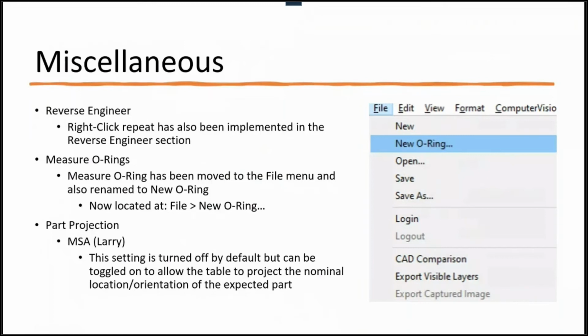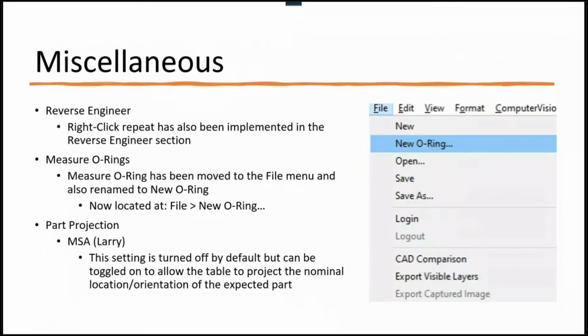Another change, measure O-rings. Measure O-rings has moved. Originally, it was in computer vision, measure O-ring. However, now you'll find it in the File, New O-ring window, where it will create a new CAD file for you based off your ID, OD, and cross-section dimensions, and instantly create a new program for you as well. So again, making life a little bit easier for you.